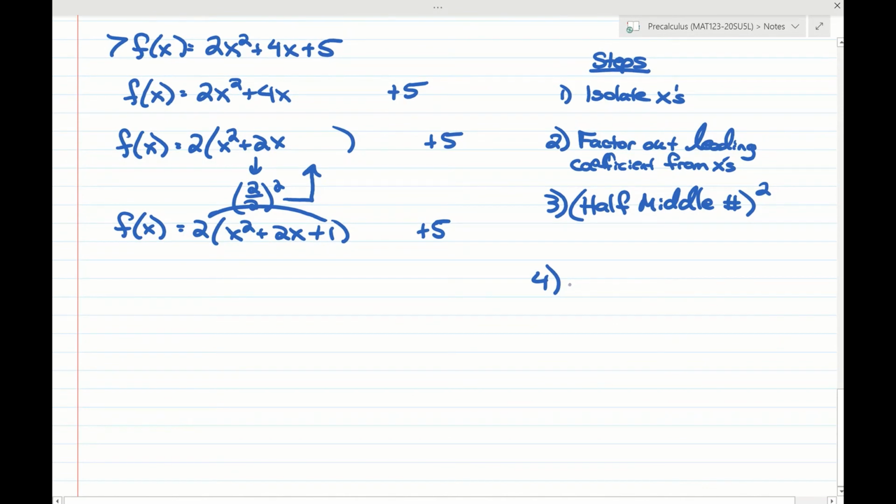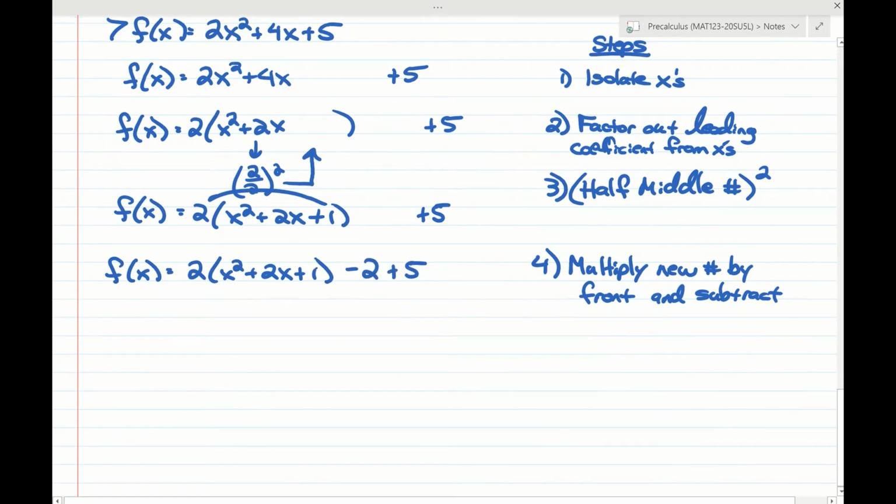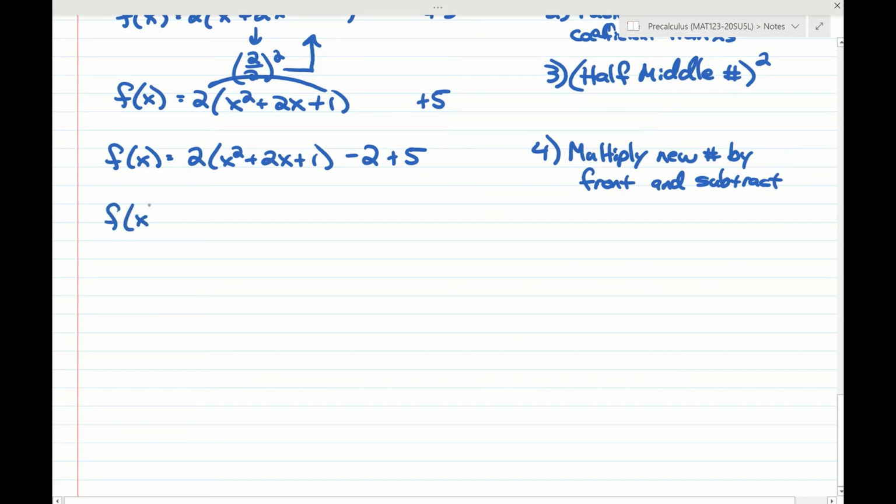So for our last step, we have to balance things out. So we multiply the new number by the front and subtract to balance things out. So this would be f of x is equal to 2 times x squared plus 2x plus 1. 2 times 1 is 2, so we're going to subtract 2 plus 5, and we get f of x is equal to 2. It's always going to factor to be half of the middle, we talked about that before, x plus 1 squared plus 3.